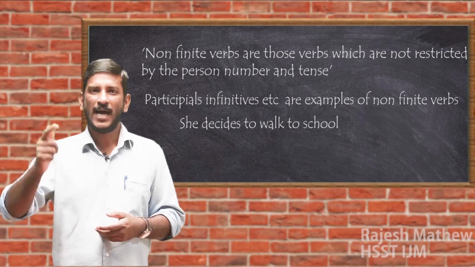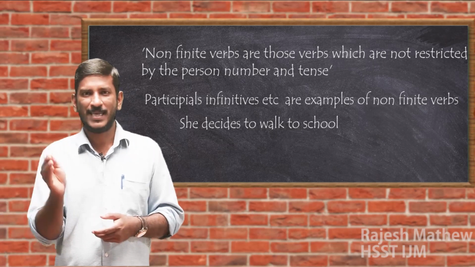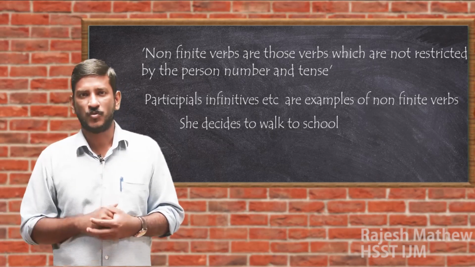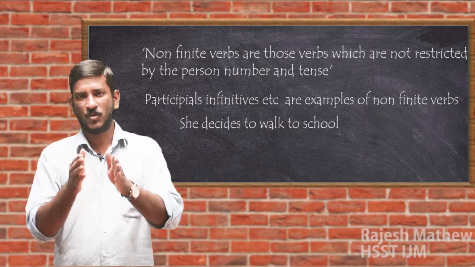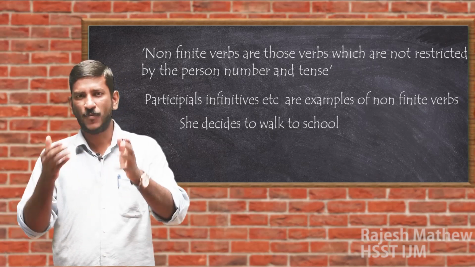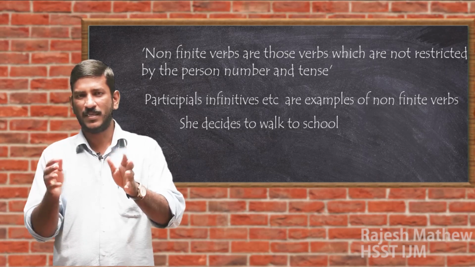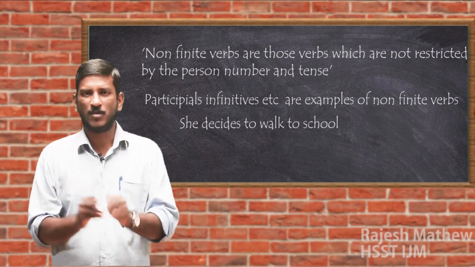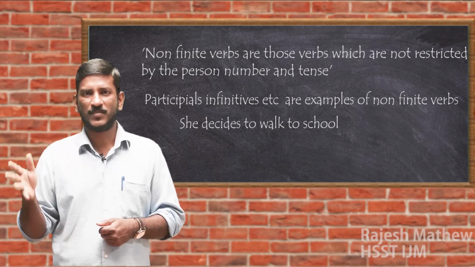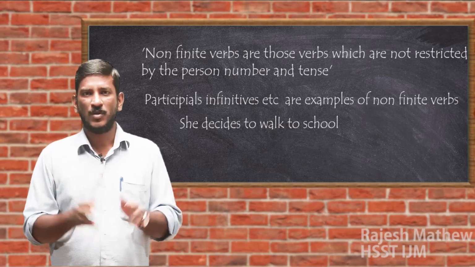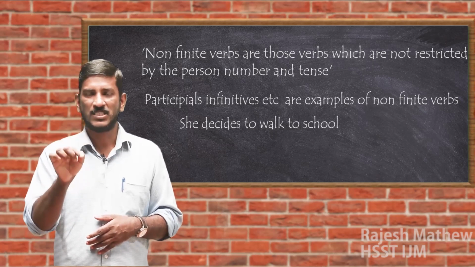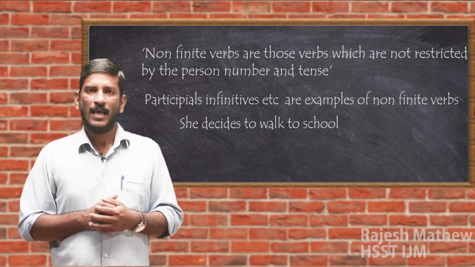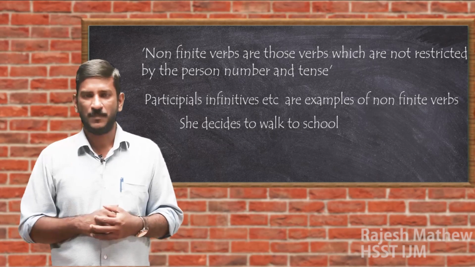It can be I decide to go to school. It can be they decide to go to school. It can be she decided to go to school. So the word changes its form. It is restricted, limited, controlled by the number and person of the subject and also the tense of the sentence. So the finite verb in that sentence is decides, and there is another verb.